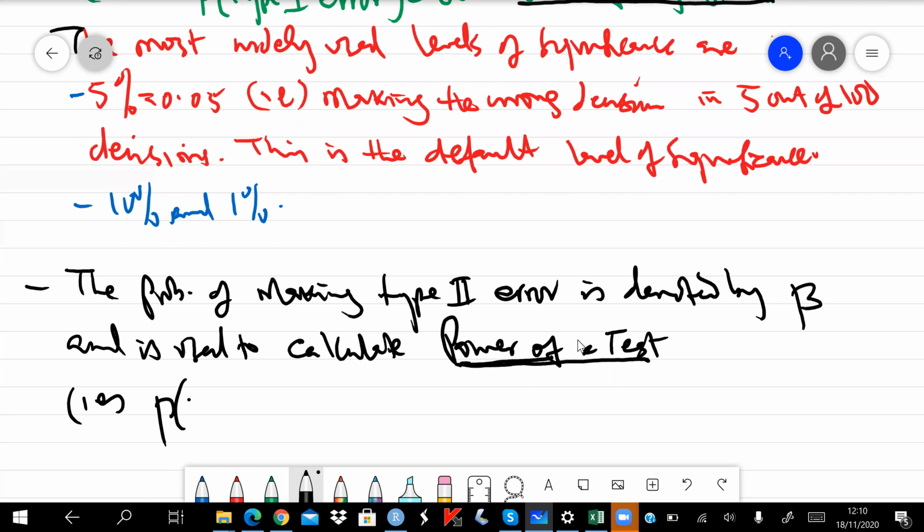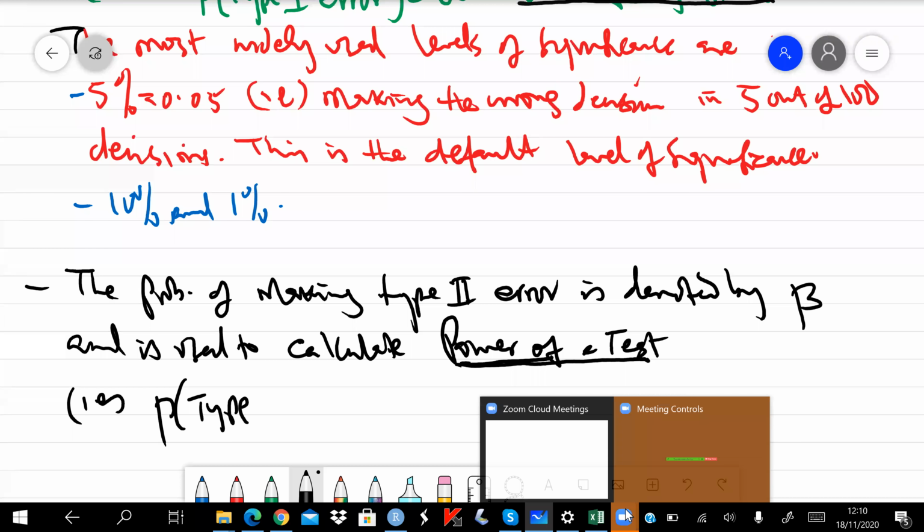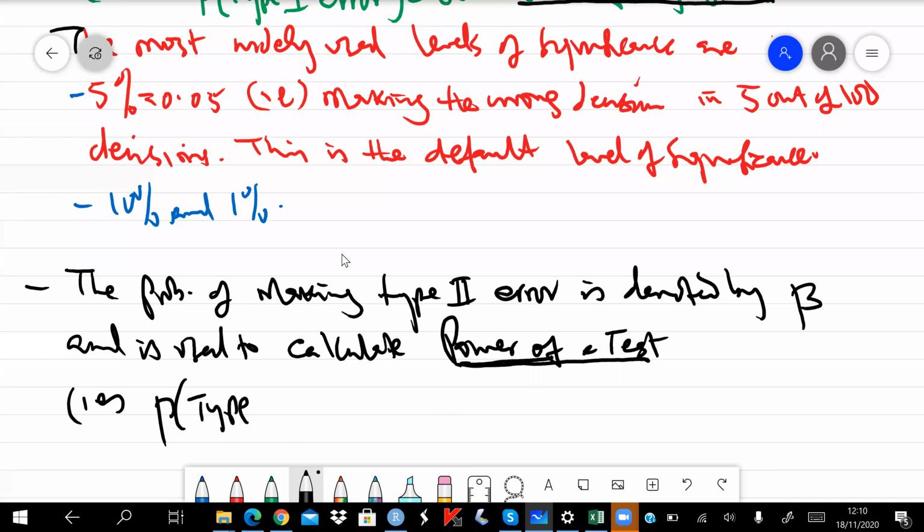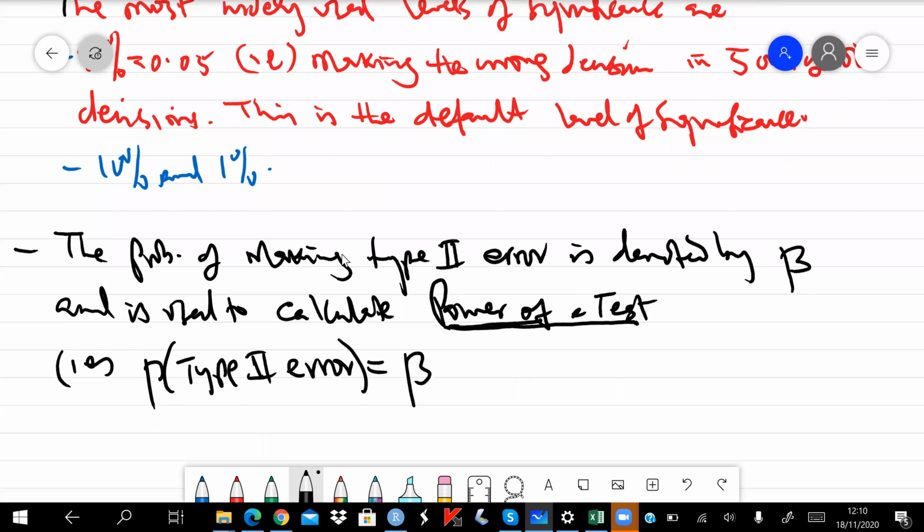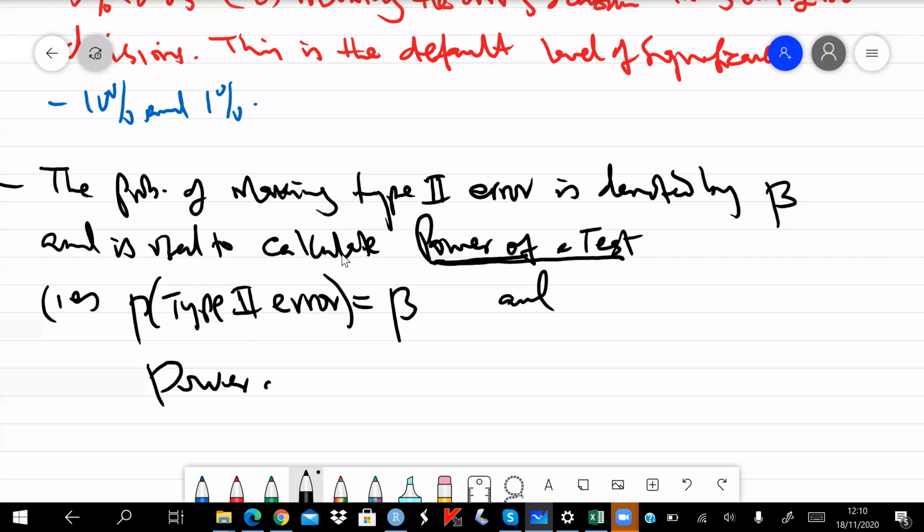The probability of making a type 2 error is denoted by beta. And the power of a test is given by 1 minus beta.